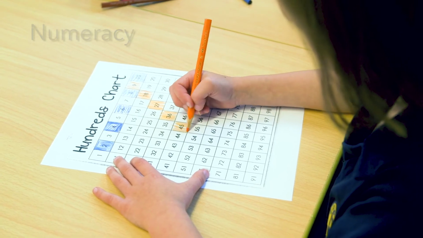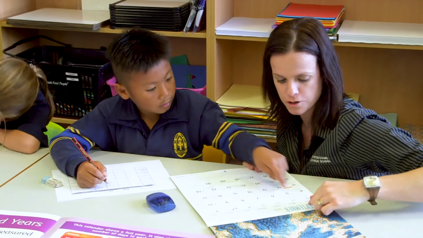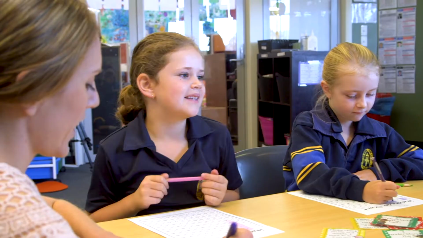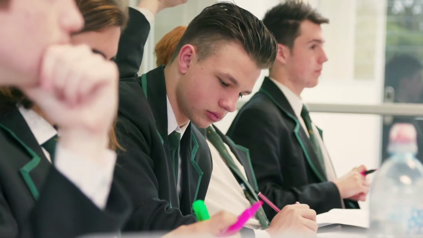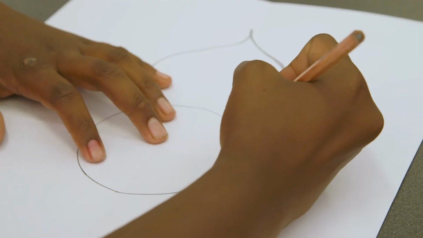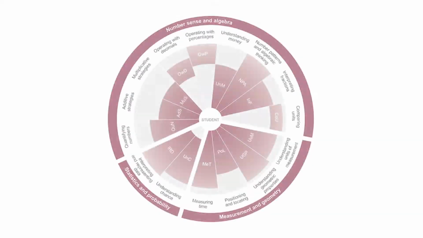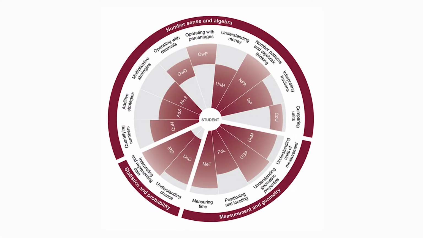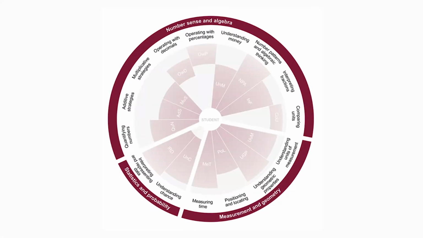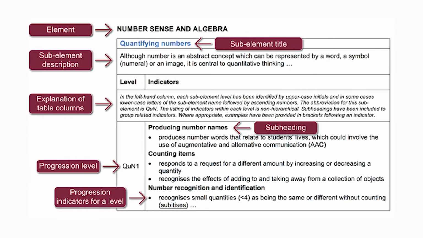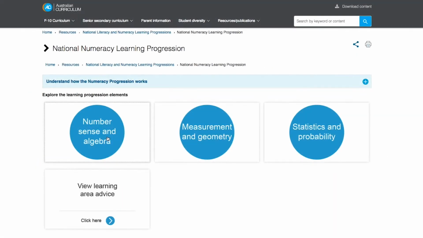Numeracy. The numeracy progression has 3 elements that reflect aspects of numeracy necessary for successful learning. The 3 elements are number sense and algebra, measurement and geometry, and statistics and probability. Each element has a number of sub-elements, then indicators grouped together to form developmental levels. This is an annotated example of a numeracy sub-element. Let's explore the numeracy elements and sub-elements.